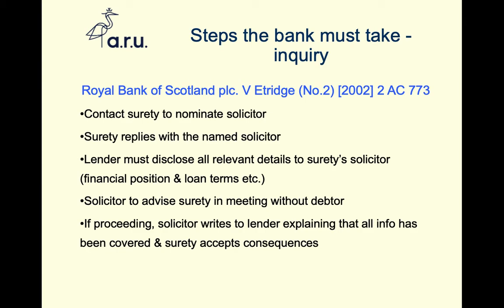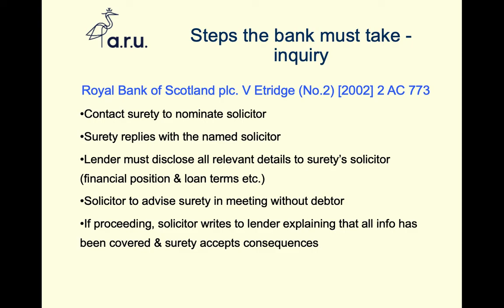The lender discloses all the relevant details of how much it is, how long it's for, what the repayment schedule is, all of those details, to her solicitor. The solicitor will then invite her into a meeting without the other party, the debtor, the wrongdoer technically, potentially. Explain all this to her, and then if she wants to go ahead, the solicitor will write to the lender explaining that all of that information has been covered with her and that she's still happy to sign.